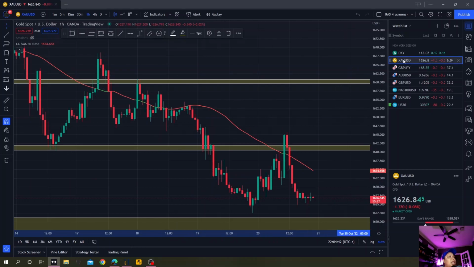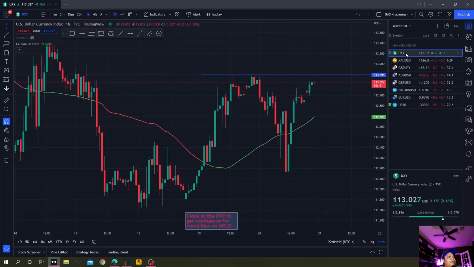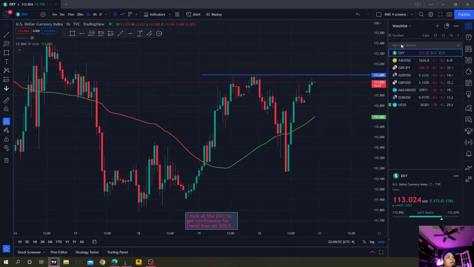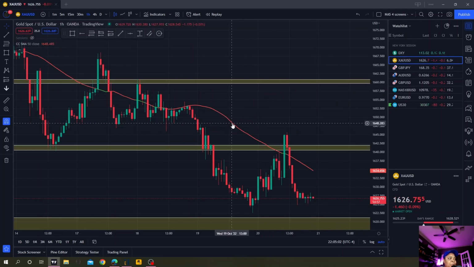Also, when I'm looking at gold, I get confluence from DXY. If DXY is trending up, gold's going to be trending down. If DXY is trending down, gold's going to be trending up. DXY is the dollar, United States dollar. So I always look at that for confluence along with my moving average. And sometimes I throw a fib here and there.